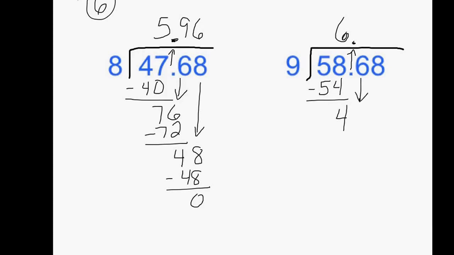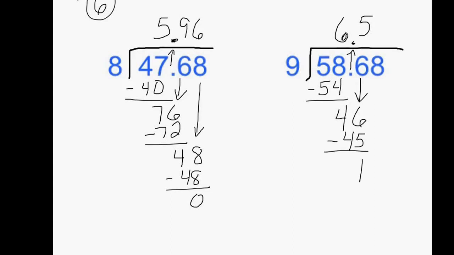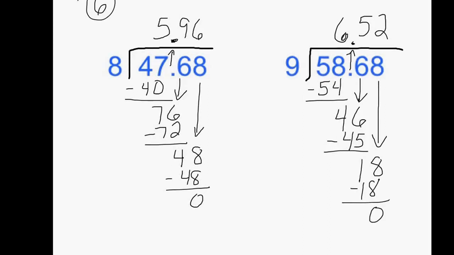Bring down my next number. 9 goes into 46. Oh, let's see. 5 times, which is 45. I subtract, I get 1. I bring down my 8. And 9 goes into 18 twice, which I can see it's not going to have a remainder again. So it's 6 and 52 hundredths.